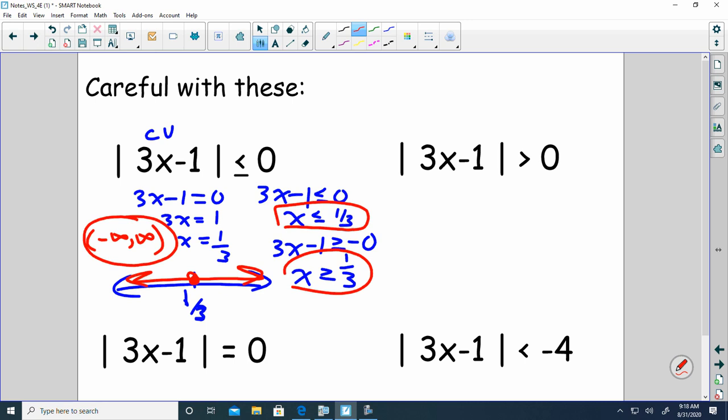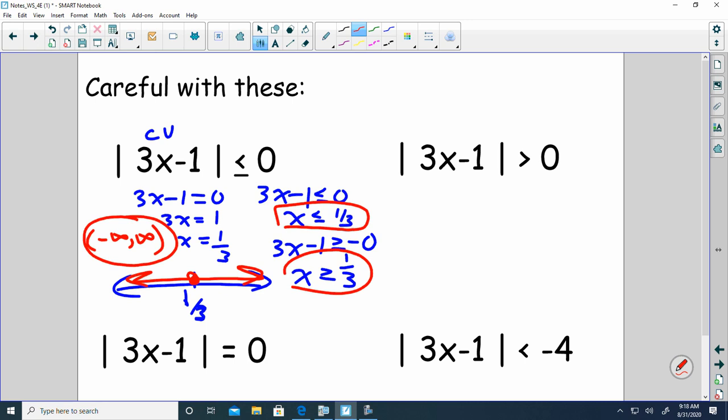But let's talk, friends. Let's pick 5 and plug it in. 3 times 5 is 15. 15 minus 1 is 14. Absolute value of 14 is 14. Is 14 less than 0? No.